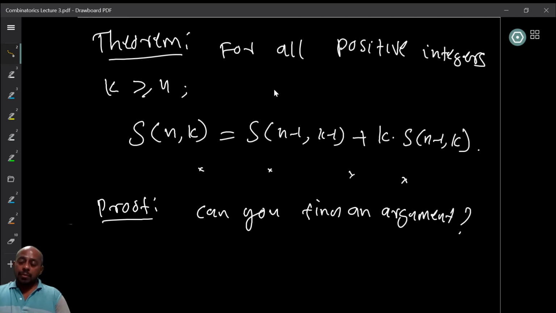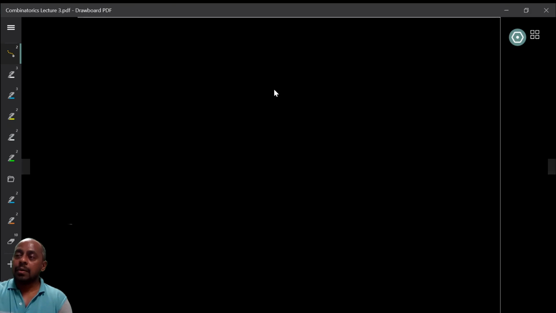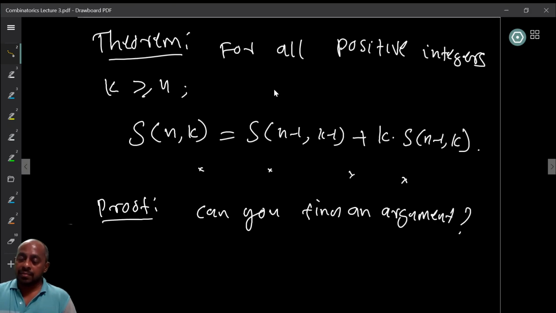So can you find an argument why this is the recursive formula for S(n,k)? This is the recursive formula definition for S(n,k). It depends on S(n-1,k-1) and S(n-1,k), and recursively it can depend on the previous ones, basically. So this is what I want you to do. Think about how to do this, and we stop for today. We will continue with the proof of this and other results in the next lectures.